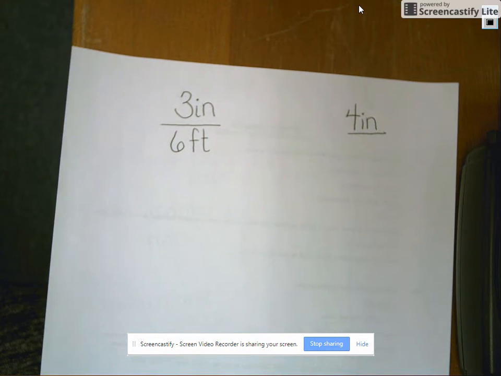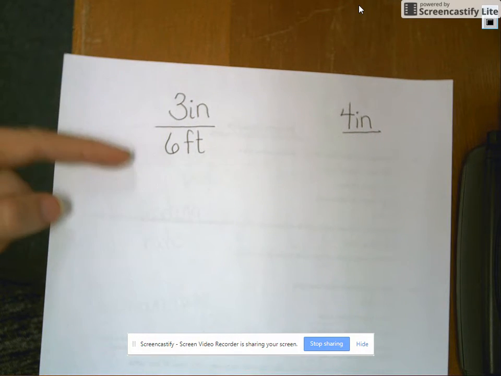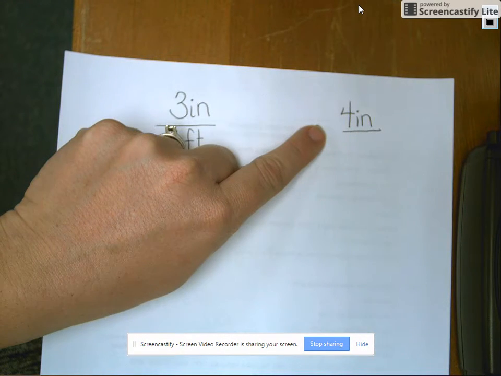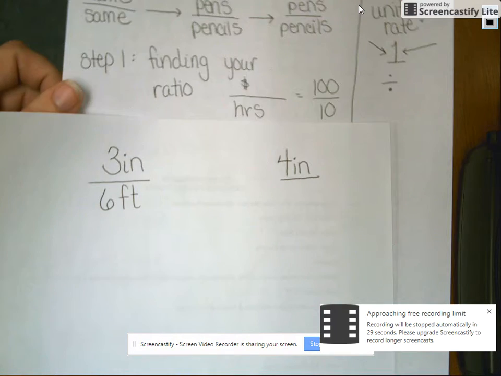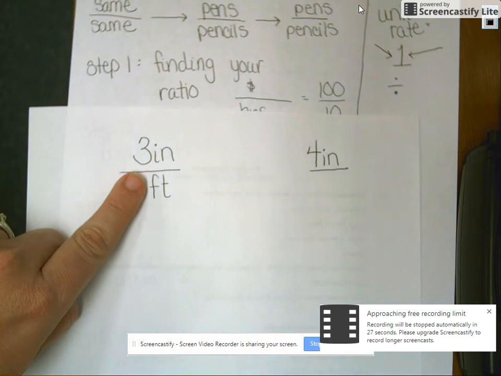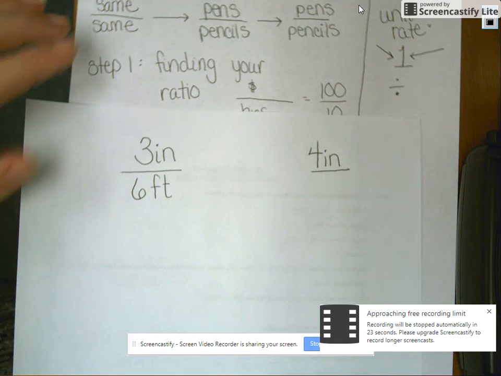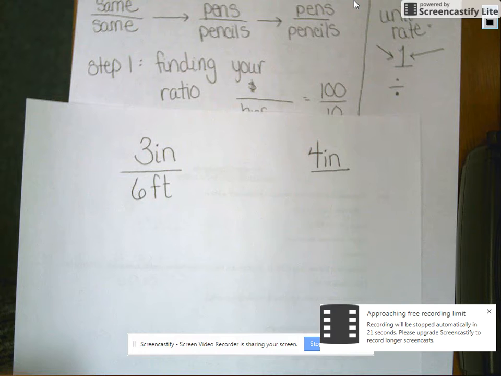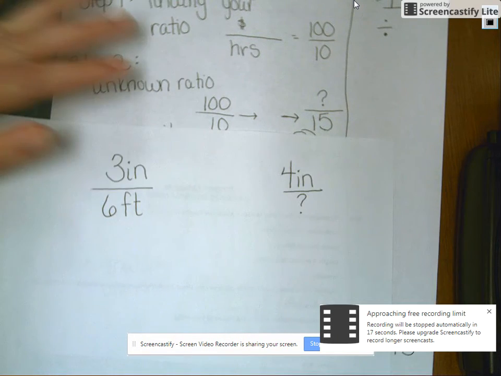And as you heard, or as you saw, as I was saying my story problem, I kind of found my ratio there and even my unknown ratio as well. Okay. So step 1, find your ratio. I have it right here. 3 inches is equal to 6 feet. Okay. Next, unknown ratio. 4 inches is equal to something.